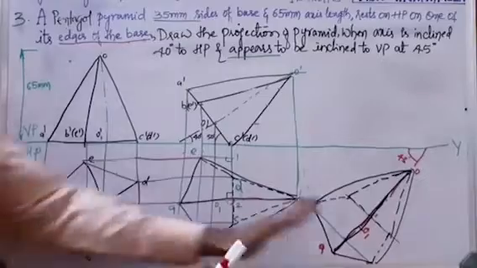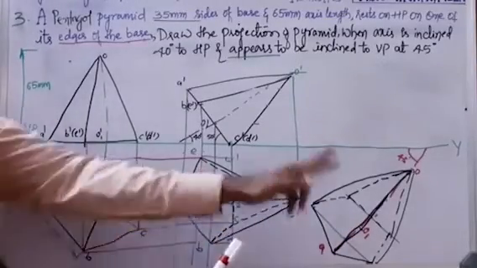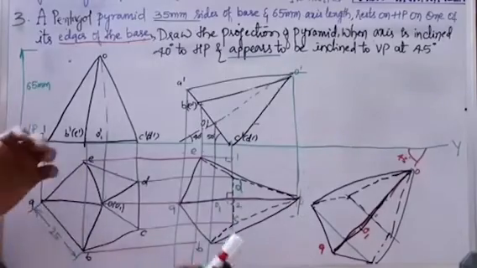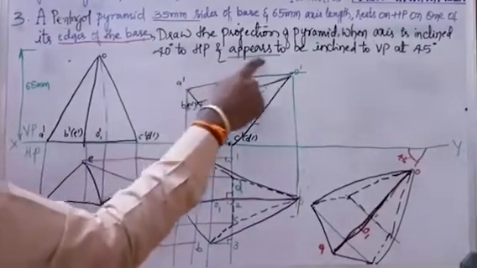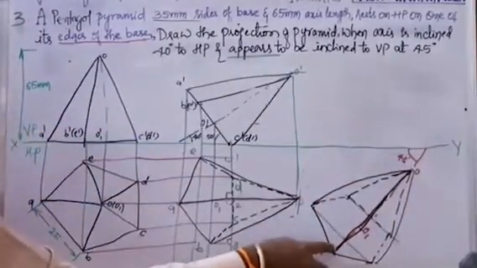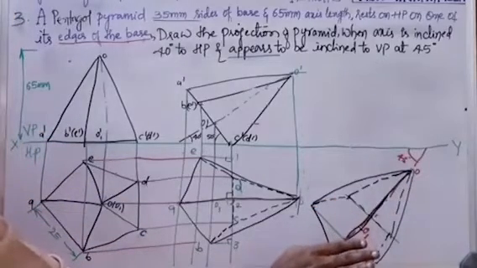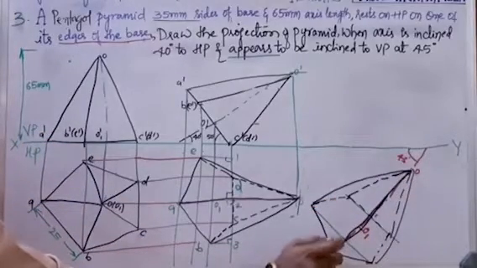So intentionally I am stopping here just to know the difference between the beta and non-beta case. In the non-beta case, what I have done: appears to be inclined at an angle 45 degrees. So I have directly taken 45 degrees. It means the O1 axis is directly inclined at an angle 45 degrees. If it is a non-beta case, what to do?